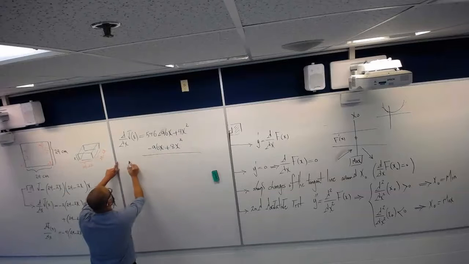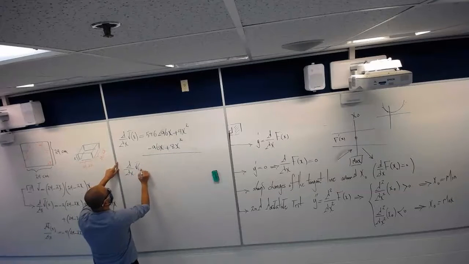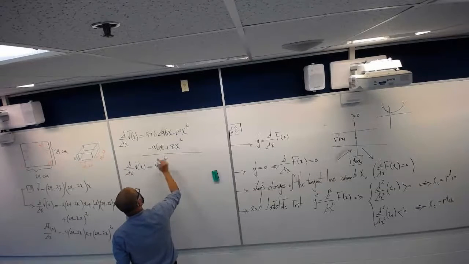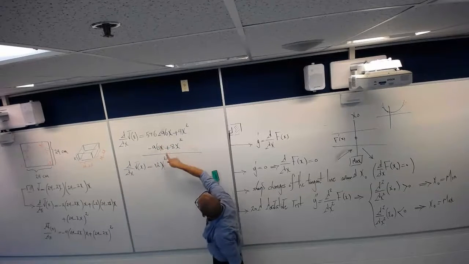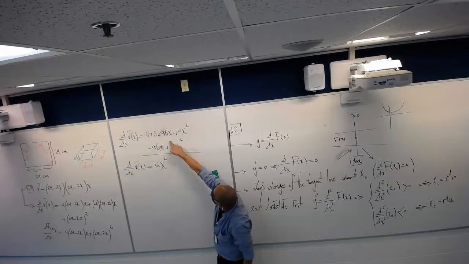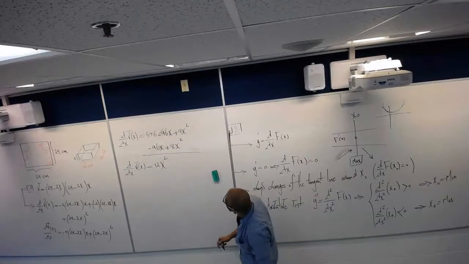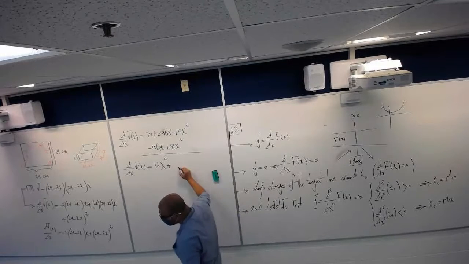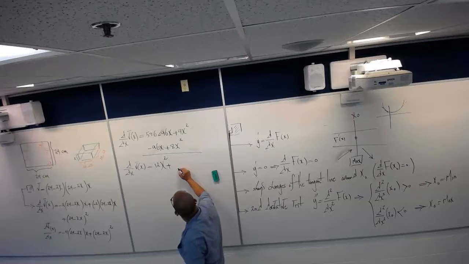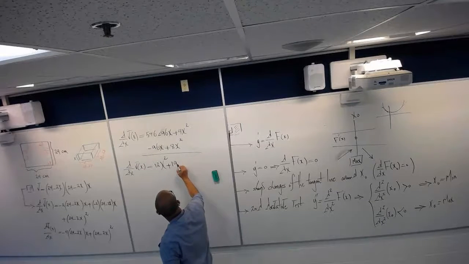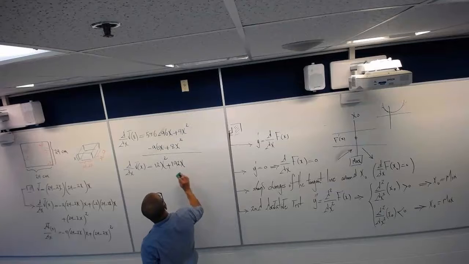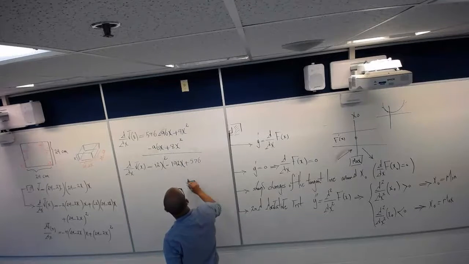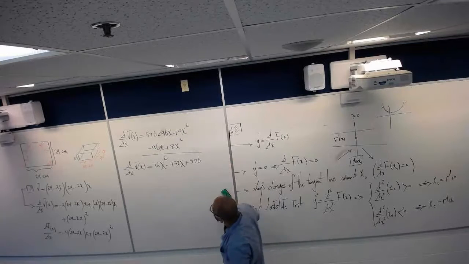Which means that the derivative dV over dx of V of x becomes 12x squared. Where did the 576 go? Here, I'm going to add it. I have minus 96, minus 96. How much do I get? 96 plus 96 is 192. Minus, plus 576.